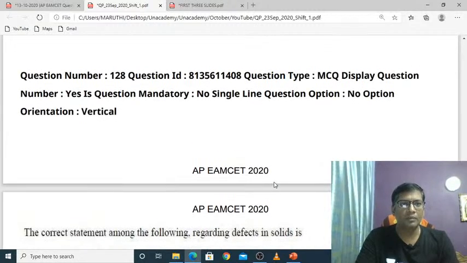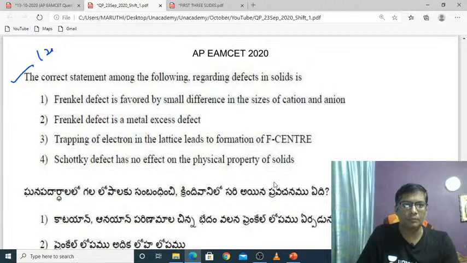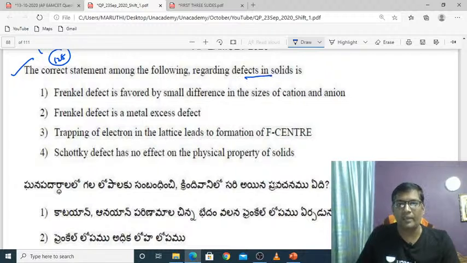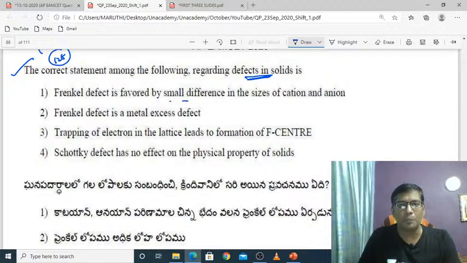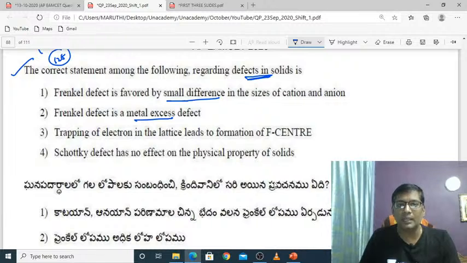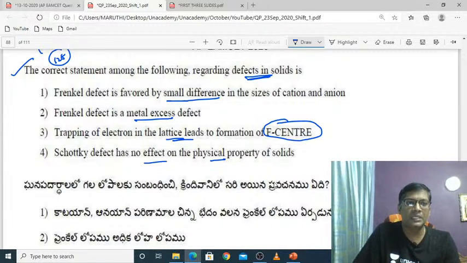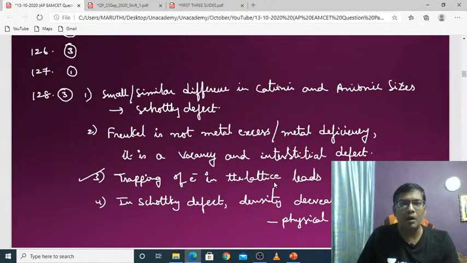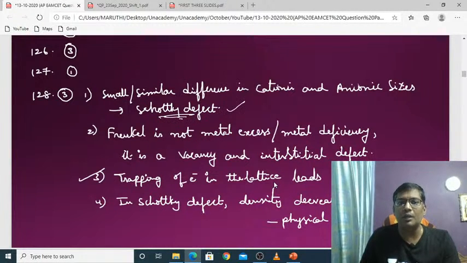Yes, coming to the next one. Wow, how much is it? 128 it is. See here, the 128th question. The correct statement among the following regarding defects. Very important it is. Defects. The options are: Frenkel defect is favored by small difference in the size of cation and anion. Frenkel defect is a metal excess. Trapping of electron in the lattice leads to formation of F centers. Schottky defect has no effect on physical property. See, a smaller or similar difference in cationic and anionic sizes is nothing but Schottky.